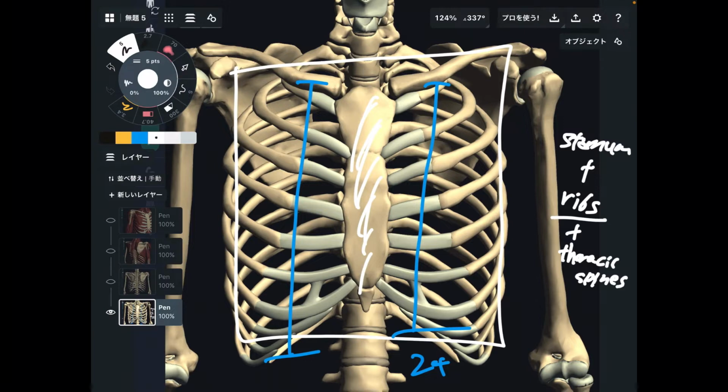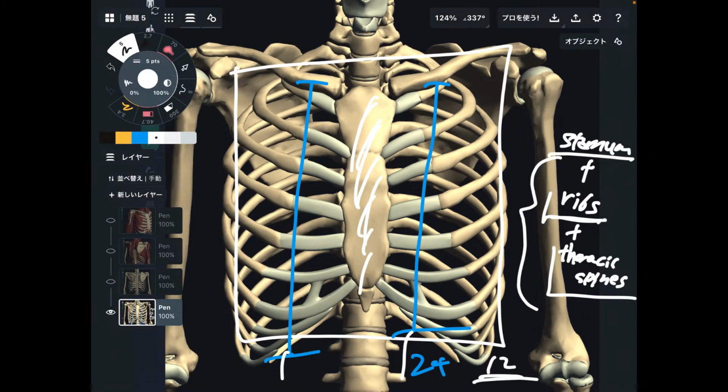How many thoracic vertebrae are there? There are 12 thoracic vertebrae. It's natural, right? There are 12 ribs on each side, so that makes sense, 12 thoracic vertebrae. Anyhow, the sternum, ribs, and thoracic spine together are the thorax. This is the basic anatomy. And what are the functions of the thorax?